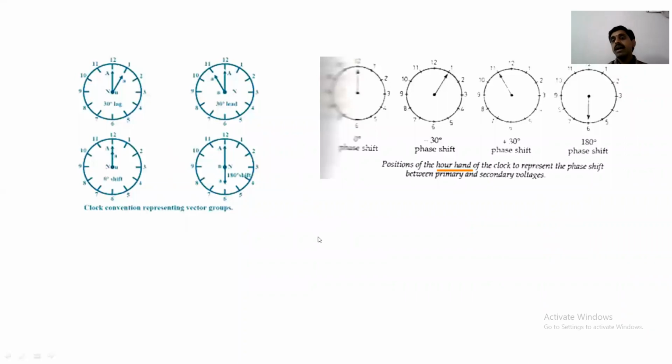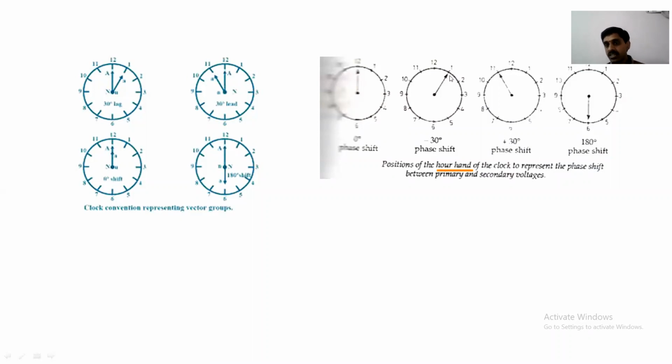This is called the hour hand of the clock, used to represent the phase shift between the primary and secondary voltages. If you want to understand the phase shift between primary and secondary voltages, one should understand one point: there is a simple mechanism of a clock. Let us take the low voltage side as the hour hand and the high voltage side as the minute hand. You think like that. Here, if you observe, it is a 0 degree phase shift, meaning that at the 12 position, there is 0 degree phase shift between low voltage and high voltage.